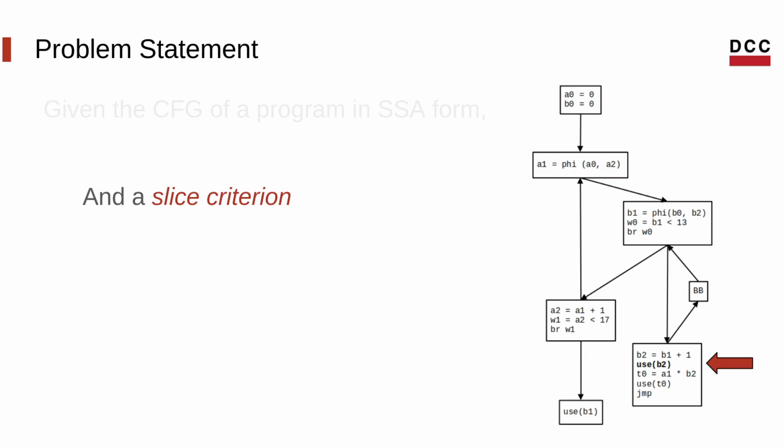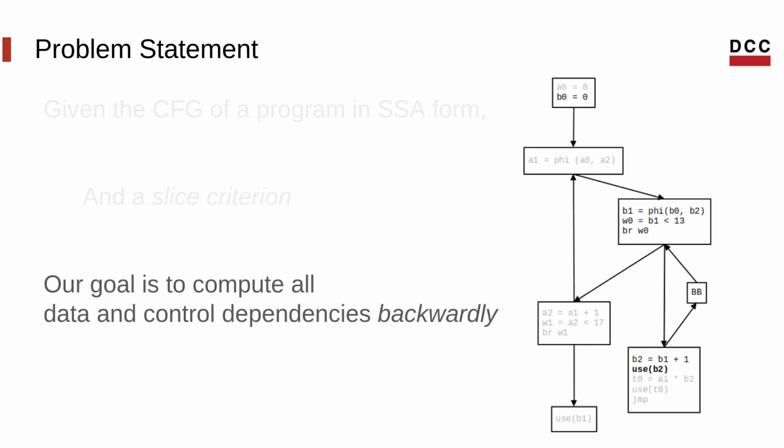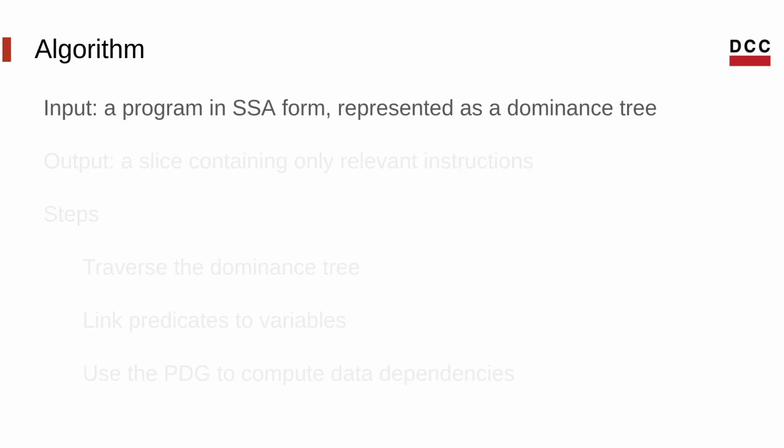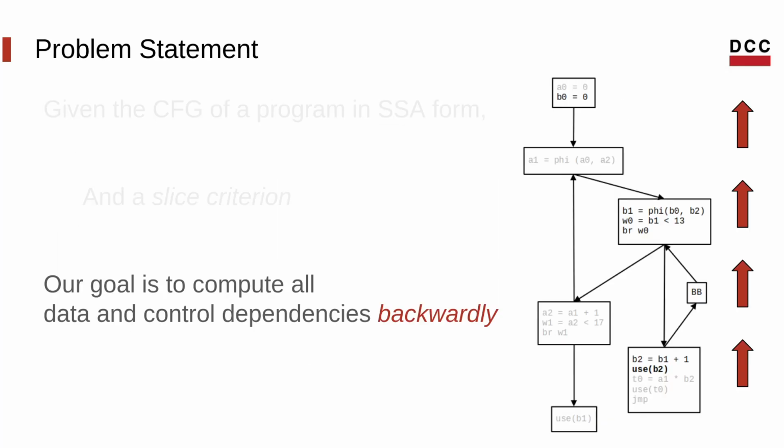From there, we traverse the CFG backwardly and identify data and control dependencies. A data dependency occurs when a variable is in use, while a control dependency represents the program paths needed to reach the slice criterion using the identified data dependencies. In our case, B2 depends on B1 and so on.